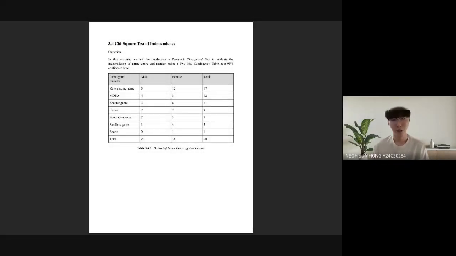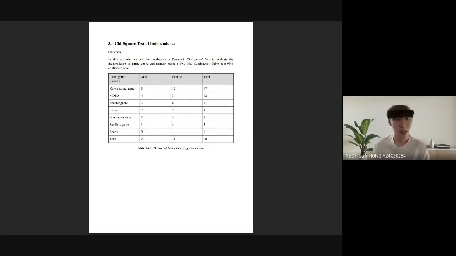Hello everyone, today we explain a report that investigates whether there's a connection between game genres and gender using a statistical test called the chi-square test. I will walk you through everything clearly, covering all tables and figures, including the chi-square distribution graph.